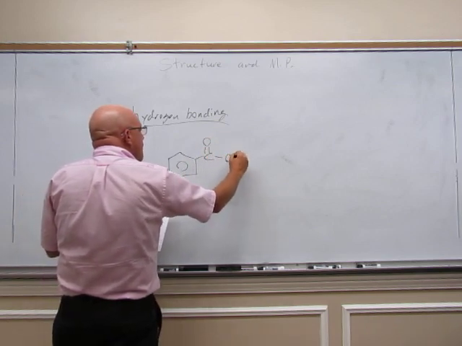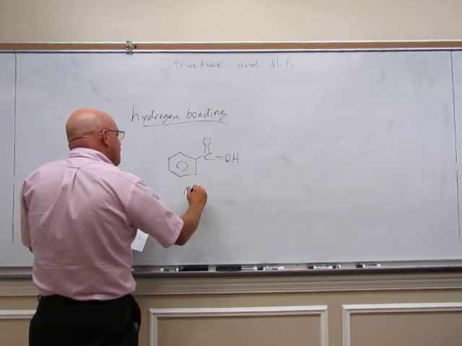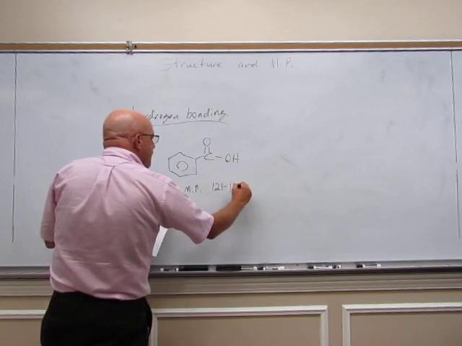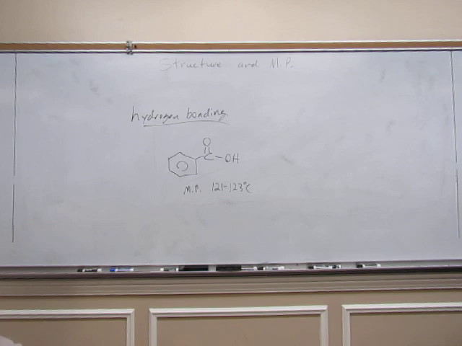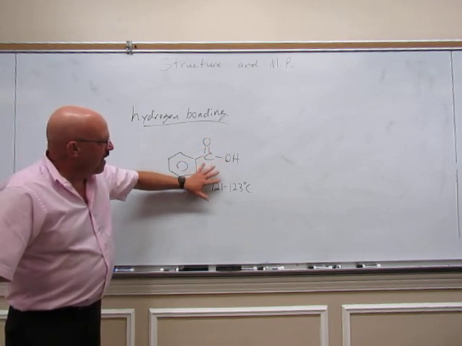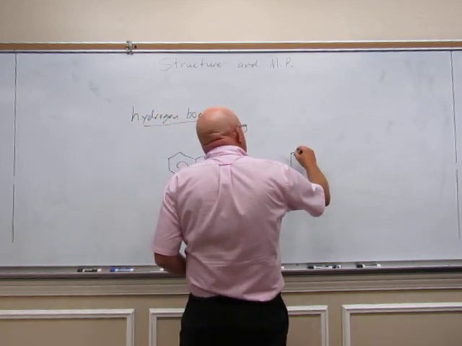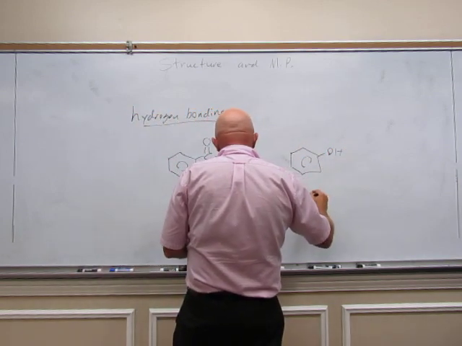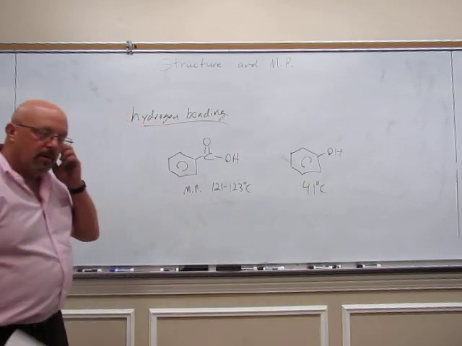Hey, I've got benzoic acid here. I was wondering what the melting point was. I see I was pretty close. Melting point of benzoic acid, 121 to 123. This carboxylic acid has very strong hydrogen bonding. Let's compare that to an alcohol. We just had this one up there a moment ago. We said that one was 41 degrees.